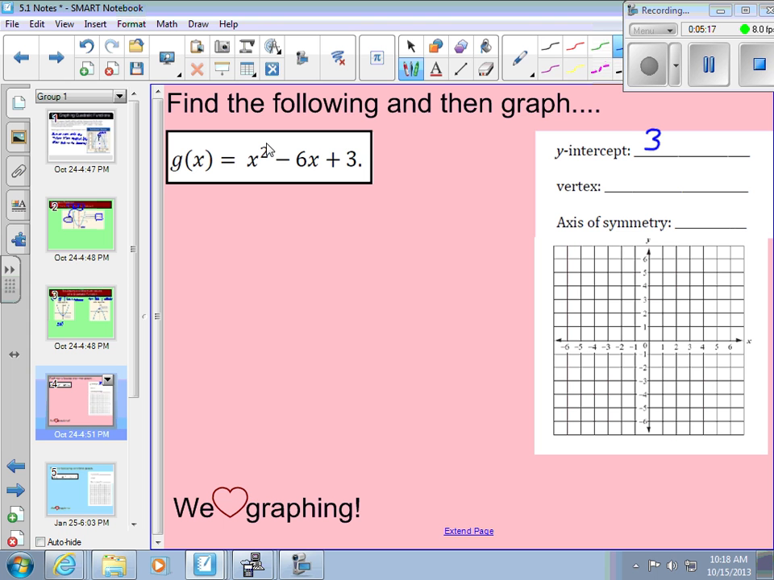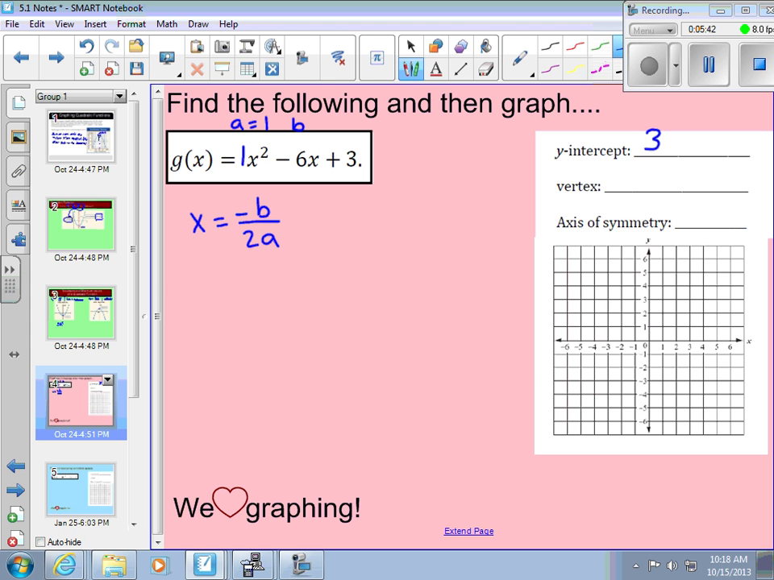Now they want us to find the vertex and the axis of symmetry. We can always find the vertex and axis of symmetry with this little x equals negative b over 2a equation. So what we want to do is look at our equation and figure out what a, b, and c are. Well, a is the number in front of the x squared term. There's nothing there, so whenever that happens, we know a is 1. There's like a 1 there, positive 1.